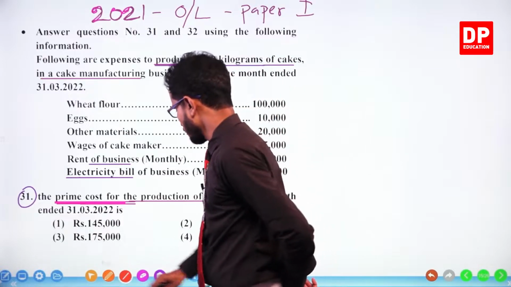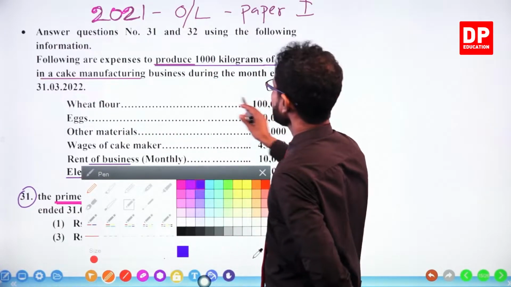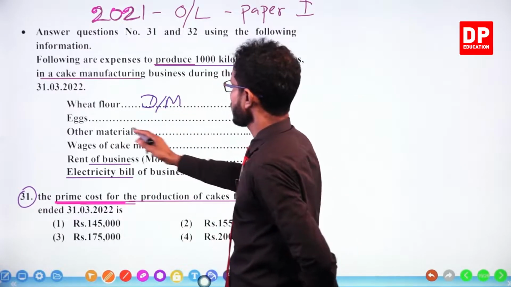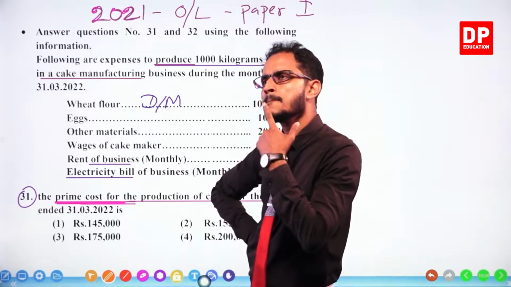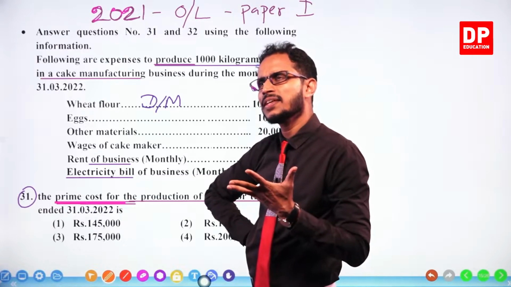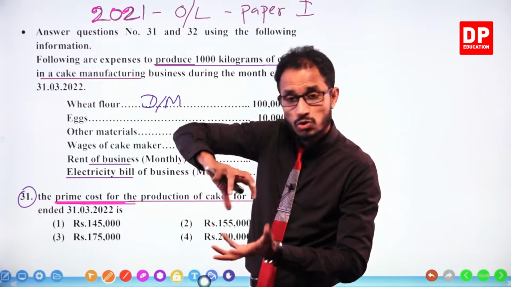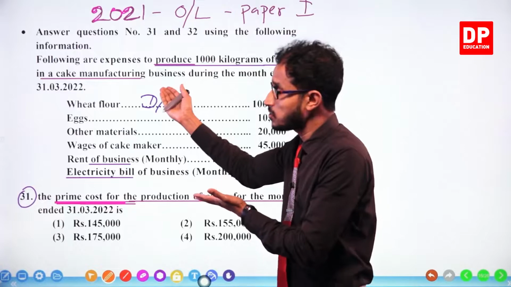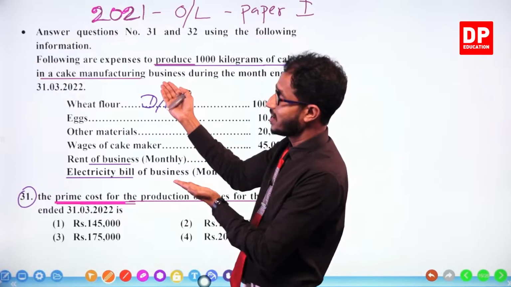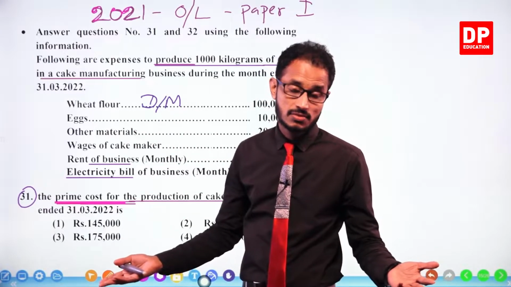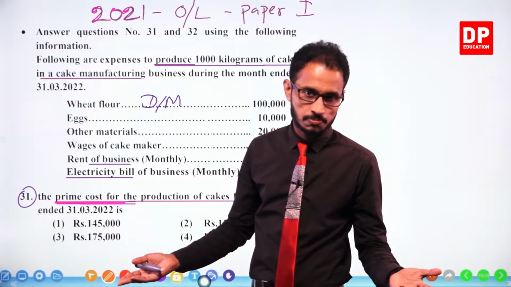Now identify what are the direct costs. Wheat flour, is this direct? Of course, this is direct materials. Eggs. Well now, direct materials means the main materials used to produce the good. Here in this business, what are they producing? Cakes. So the given production is cake production.